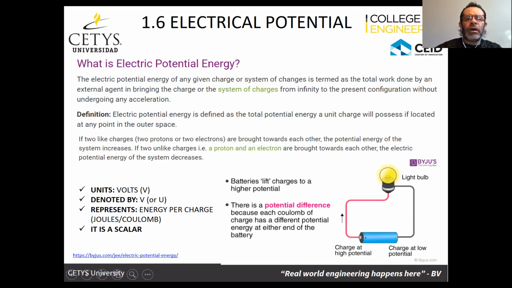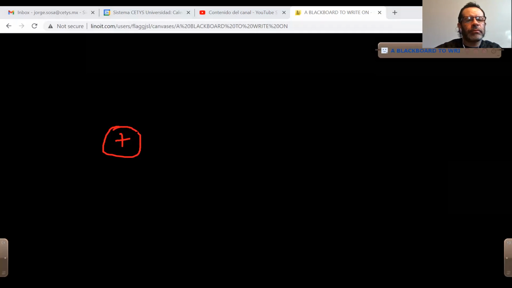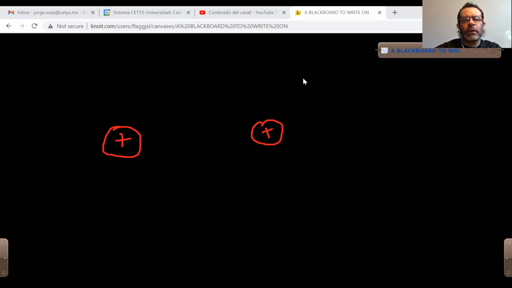So if we are, let me switch over here. If we're talking about two charges that are of the same value, if we try to bring these two together, it's going to be difficult because they're going to repel each other because of the electrical fields, because the electrical fields are going to be going against. Okay.